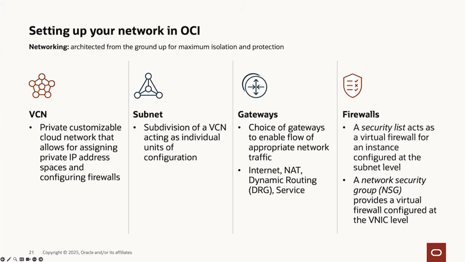Additionally, you have a dynamic routing gateway, which provides a path for private traffic between your VCN and destinations other than the internet. You can use it to establish a connection with your on-prem network via IPsec VPN or FastConnect, which is private dedicated connectivity that's backed by an SLA. And you can also use your dynamic routing gateway to establish a remote or local peering relationship between two different VCNs.